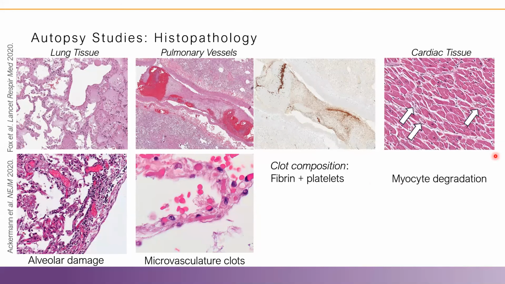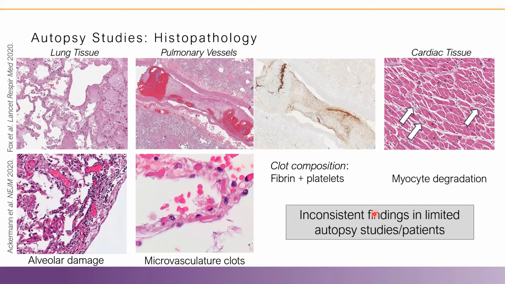Again, the study in the top row also performed histopathology of the cardiac tissue, and these white arrows point to regions of damaged myocytes as well. Of course, it is important to note that these are very limited findings in a limited number of patients. While what I'm showing here is consistent between the 2 studies, they weren't consistently shown across these small samples of patients. So it's really difficult to make any certain points here.